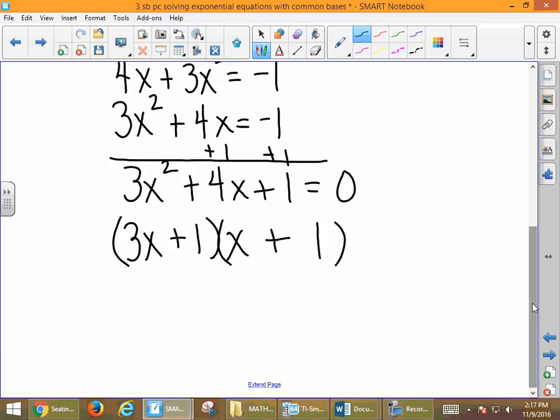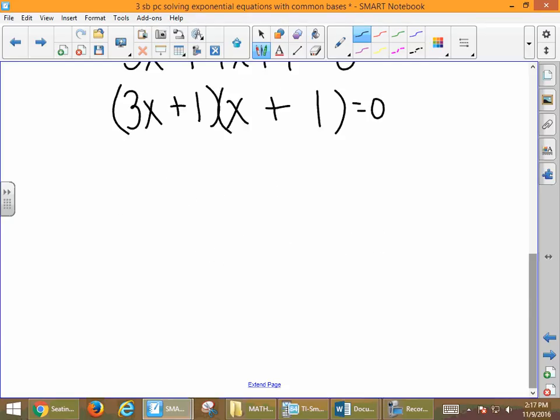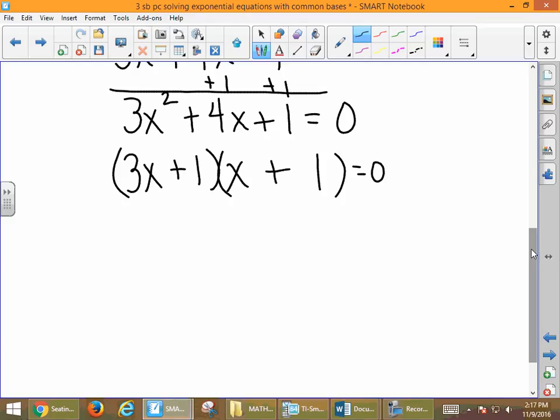And now what we want to do is we want to solve for x. And again, some of you can go directly to the answers and tell me that x equals -1/3 and x equals -1, and I'm fine with that. If you need to show a little bit more work, here it is.